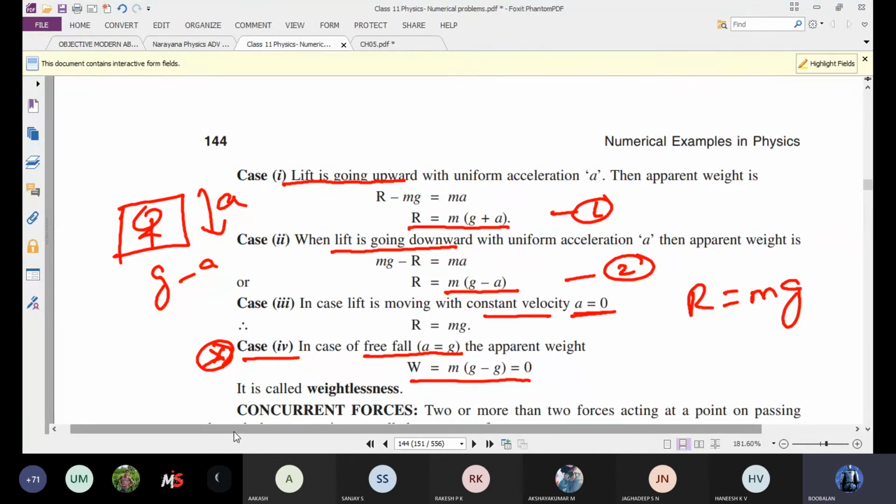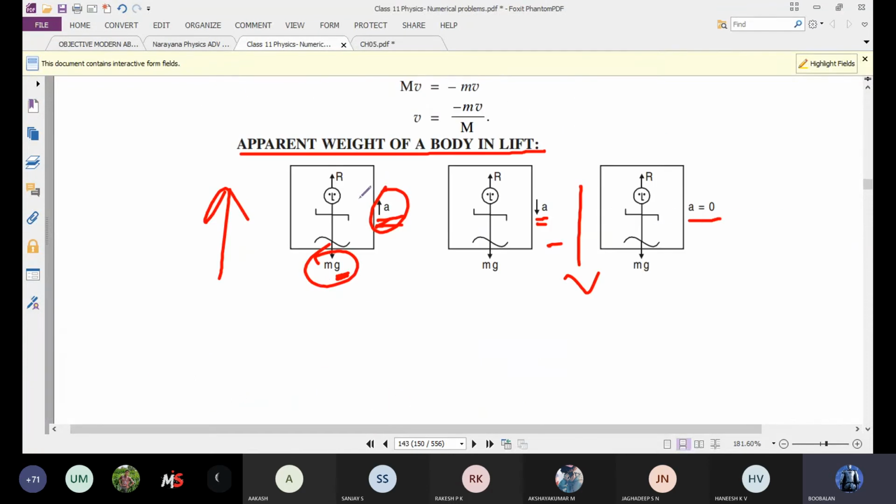So everyone kindly draw the diagram. Upward arrow mark, mg is downward. Lift moving upward means g plus a. Lift moving downward, g minus a. Lift moving with constant velocity, so acceleration equal to 0, then you will get R equal to mg. Acceleration of the lift and gravity, both equal means the apparent weight equal to 0.